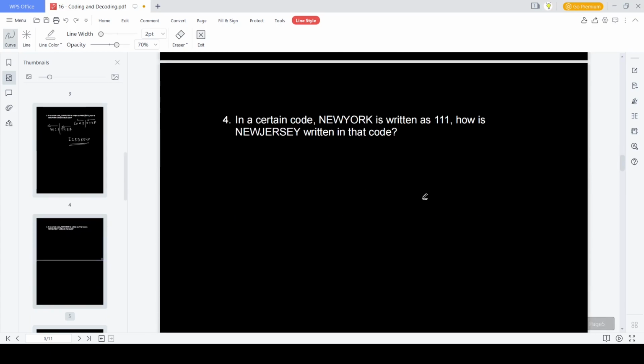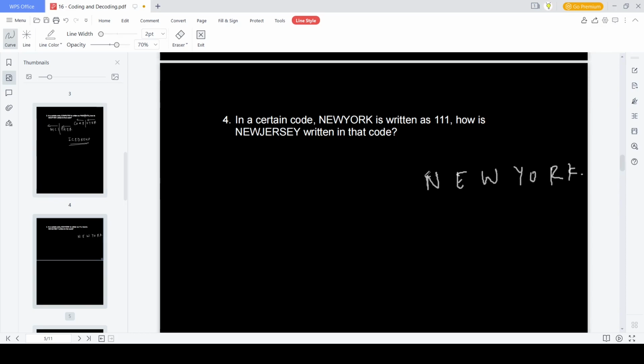Okay, next question. If in a certain code New York is written as 111, then what is New Jersey in that same code? Okay, so for this we need to have one list of all the weights of the letters. Weights means which position the letter comes at. So always when one word is converted to some number, first you can check if it is positional weight.